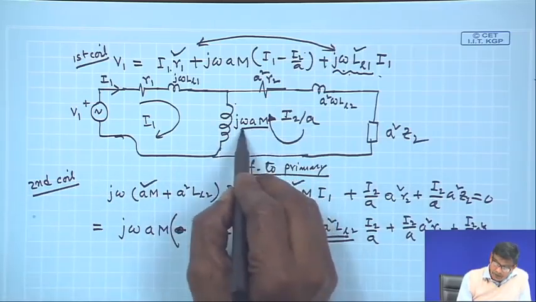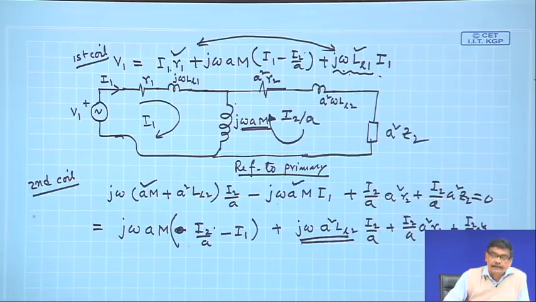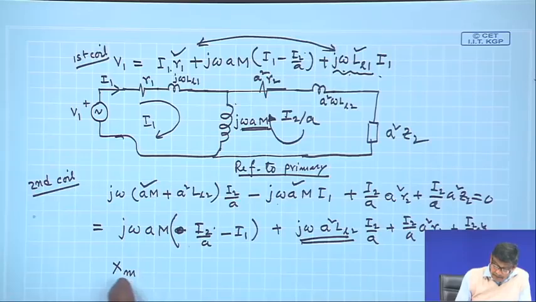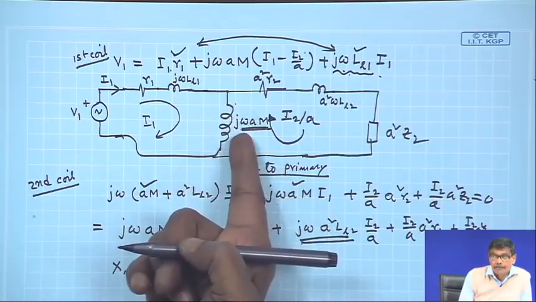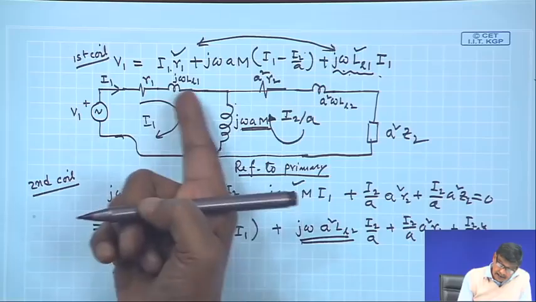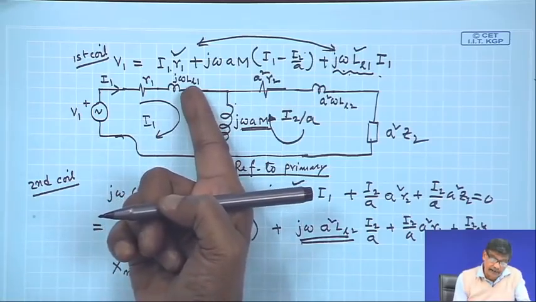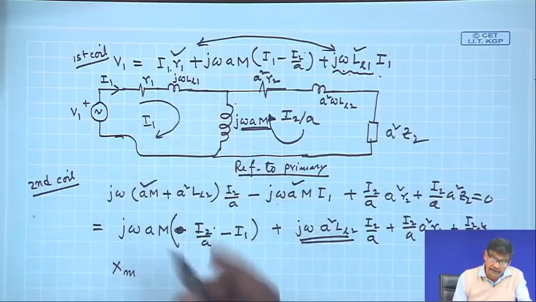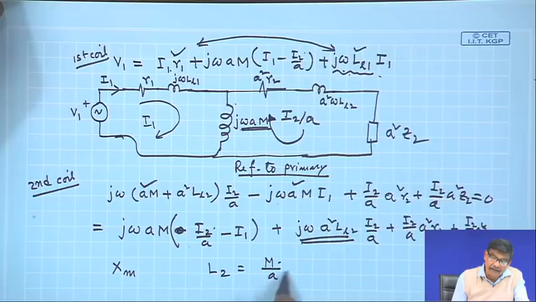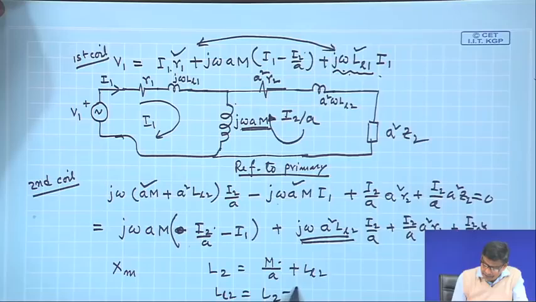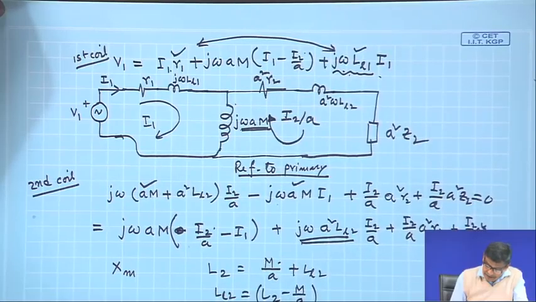Generally, it also gives me a better physical insight. For example, the magnetizing reactance X m, whatever is drawing, I find referred to the primary, it is not m, it is A into m multiplied by j omega. The leakage inductance LL1 whatever is coming, we have found out how it is related, that is you recall L 2 is equal to m by A plus LL 2. So, LL 2 is nothing but the difference of these two numbers. Are you getting it?